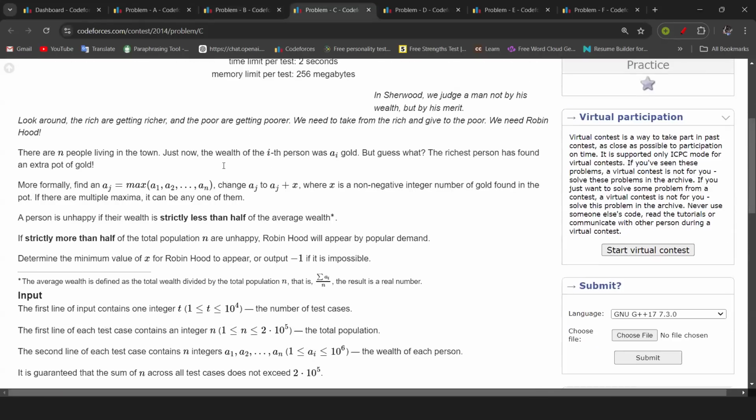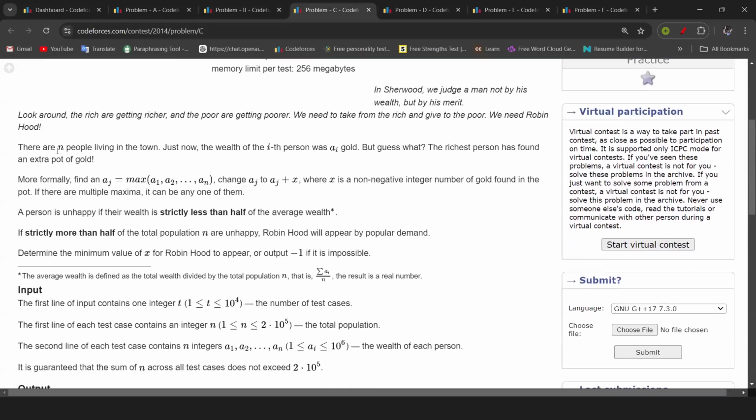Okay, so problem C, Robin Hood in town. There are n people living in the town. Just now, the wealth of the ith person was ai gold. But guess what? The richest person has found an extra pot of gold. Basically, there are n people and everybody has some gold. After that, whoever has the maximum, the richest person, aj, we would add x to that person. So the richest person would get some x extra gold.